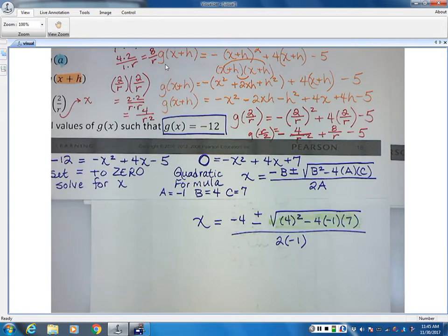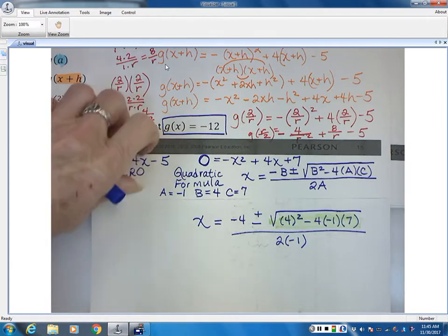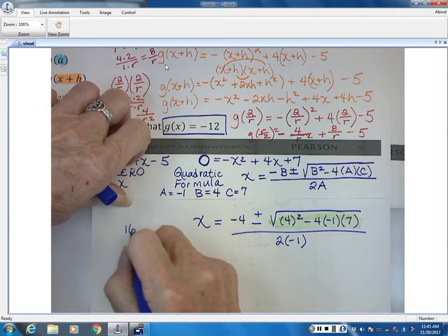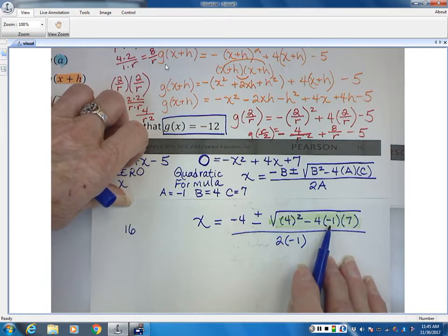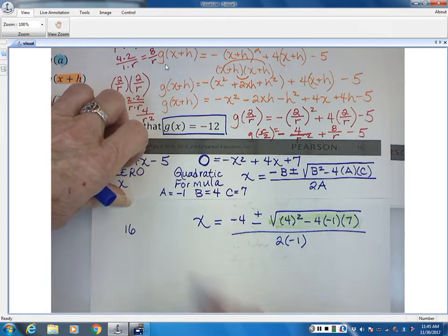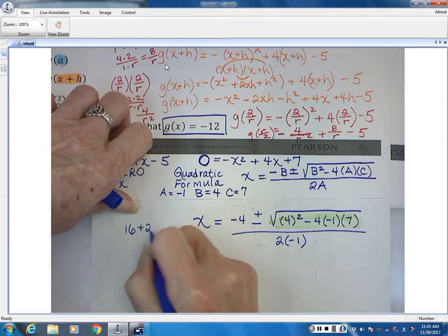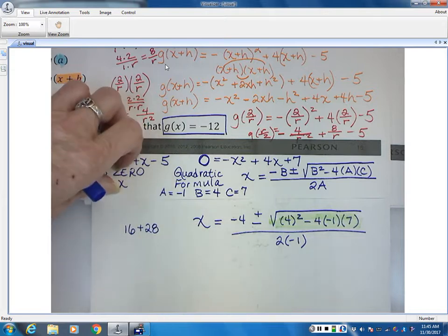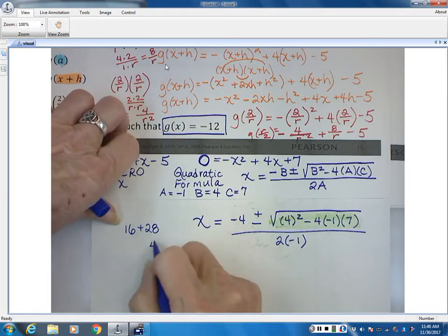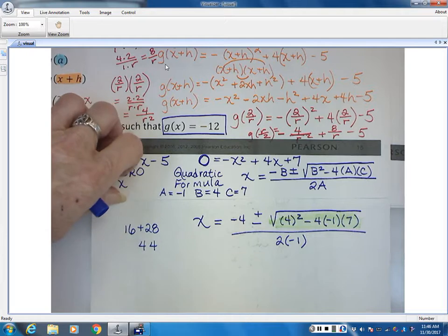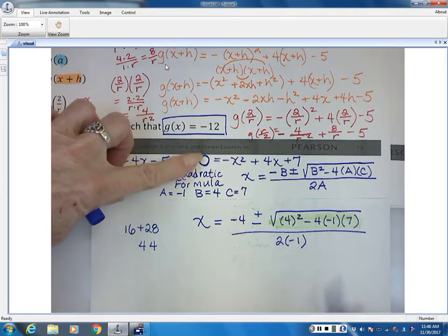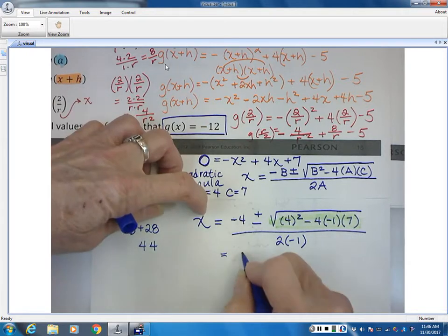Now you can use your calculator. I'm going to attempt to do this in my head. Okay? We'll see how well I do. 4 squared is 16. Negative 4 times negative 1 is positive 4 times 7 is positive 28. And 16 plus 28 is 44. So this is 44.